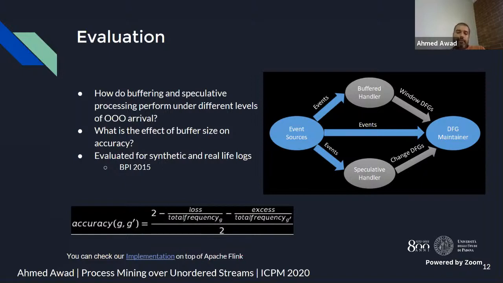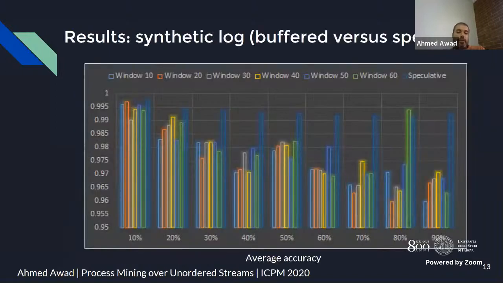In our evaluation, when we compared the average accuracy, as you can see, in general, increasing the window size leads to better accuracy for the computed DFGs, even with the increase of the out-of-orderness percentage. But overall, the speculative handler performs much better than the windowing, because as you can imagine, it does not drop any events, while in the windowing approach events might be dropped, and this will cause a degradation in the accuracy.